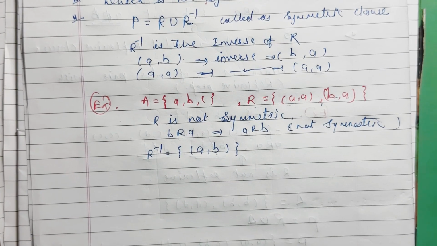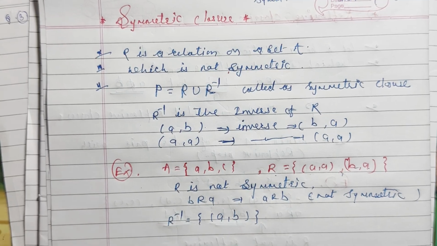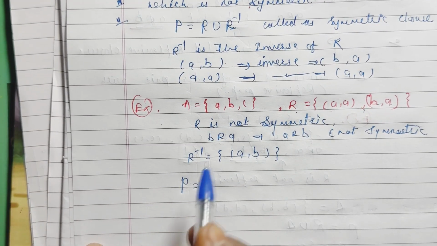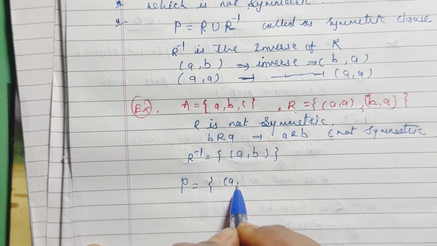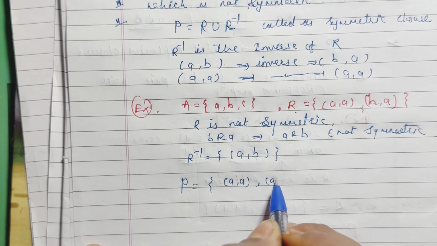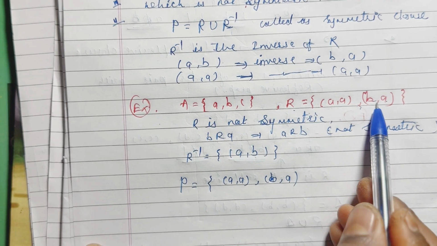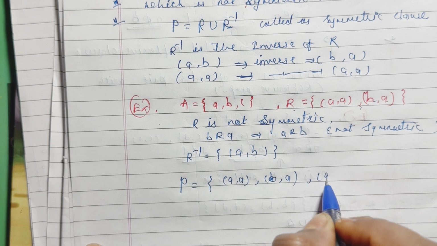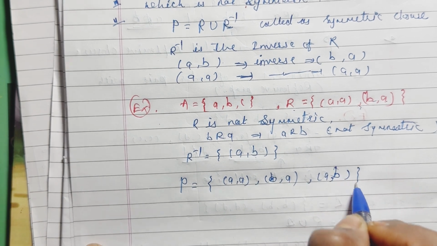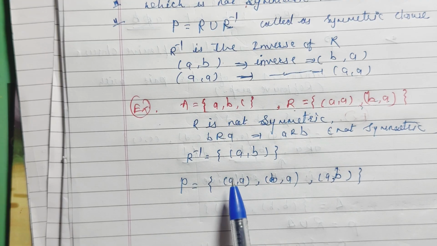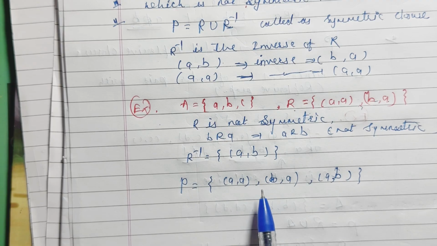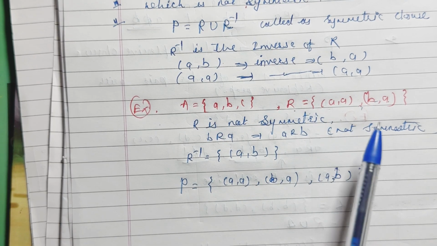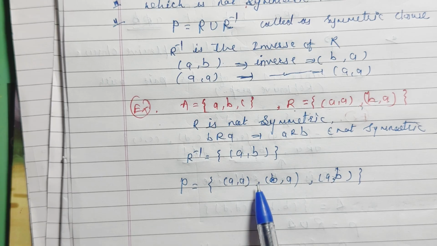And we take their union. I'm defining a new set P here, that is R union R inverse. So AA, BA is our set R, and we take the union with R inverse, which is AA and AB. Now we can see that B is related to A, then A is related to B, and A is related to A, then A is related to A. That means our relation holds the symmetric property. So we call this set P the symmetric closure.